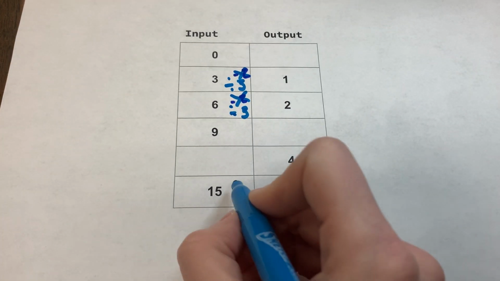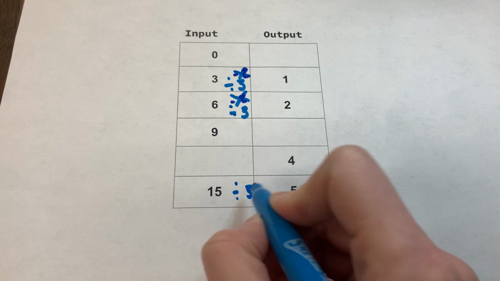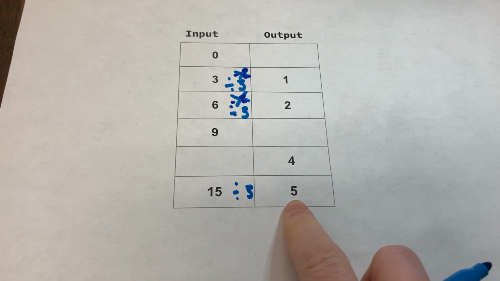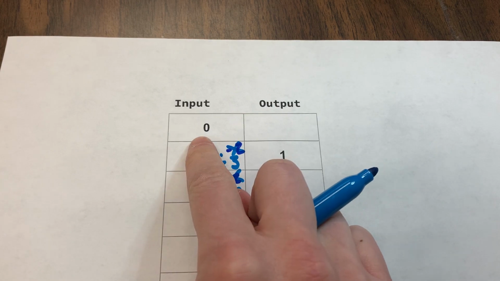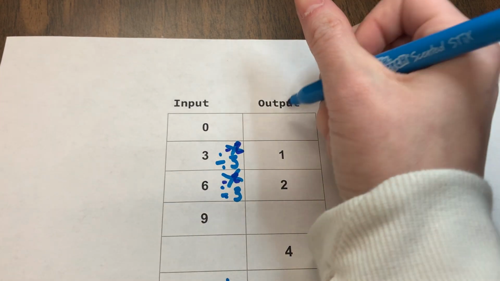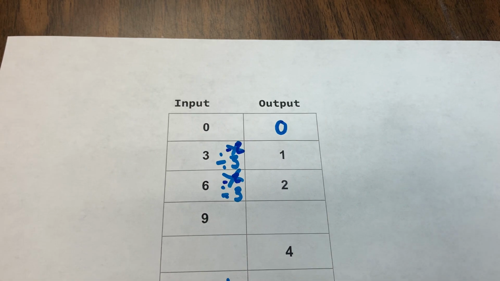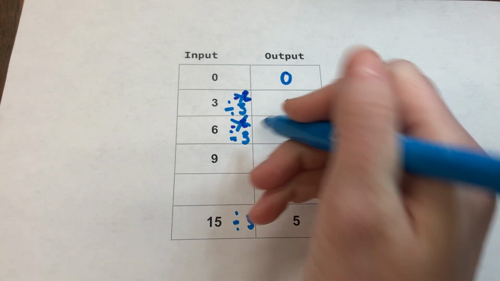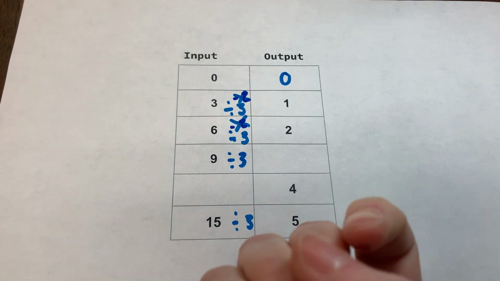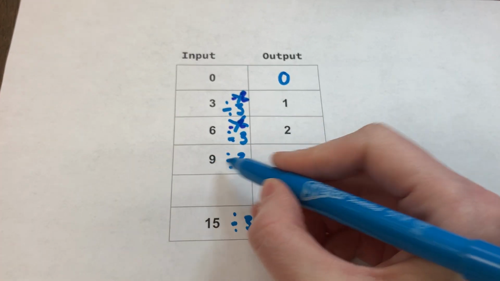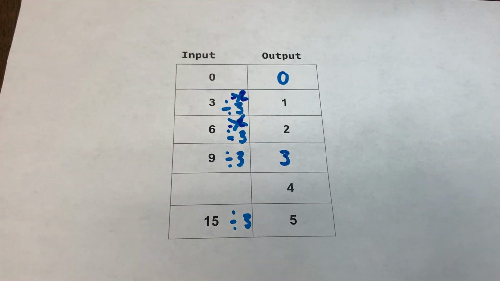And it should work for all the other ones. 15 divided by 3 equals 5. So now I need to fill in the blanks. 0 divided by 3 is always going to be 0. Let's try 9 divided by 3. I'm going to skip count by 3s till I get to 9. 3, 6, 9. So I know 9 divided by 3 equals 3.